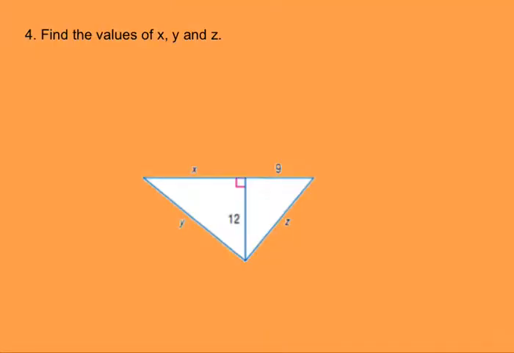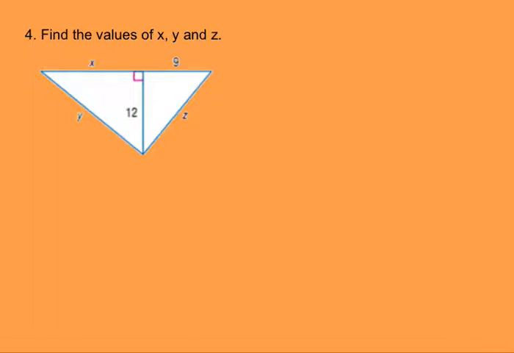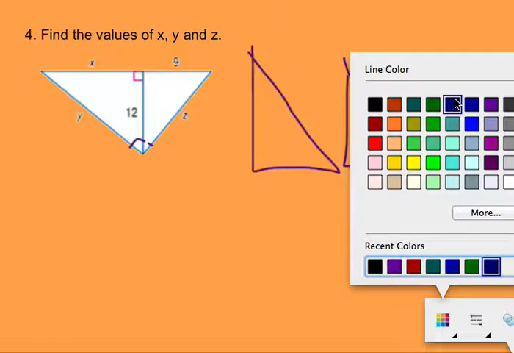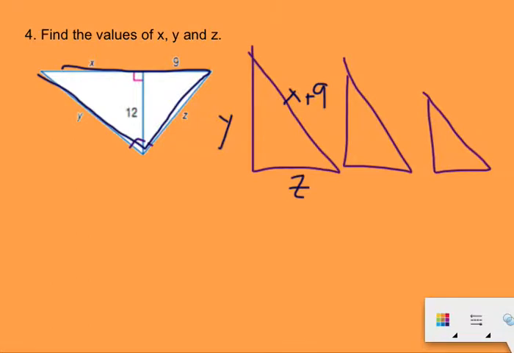Now, let's go ahead and take a look at number 4. Again, we want to find the x, the y, and the z. So here's my right angle right here. So I'm going to draw my large, my medium, and my small triangles. So now what I can do is write out my values. So here's for the large triangle. Okay, my short side is z, my long side is y, and my hypotenuse is x plus 9.